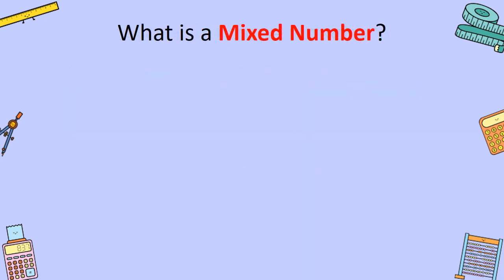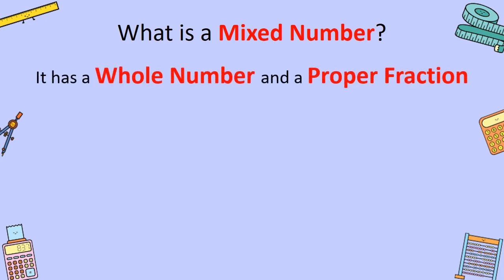Mixed number. What is a mixed number? A mixed number is actually a group that has a whole number and a proper fraction. These are some examples where 1 is a whole number and 2 by 5 is a proper fraction.